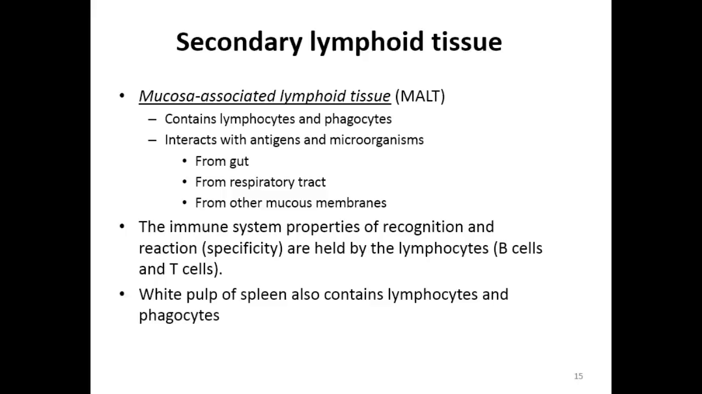The immune system's recognition and specificity, as I said before, are held in lymphocytes in these tissues. And anything that gets in is phagocytized by the innate antigen-presenting cells and then presented there, and may or may not stimulate a further adaptive immune response.